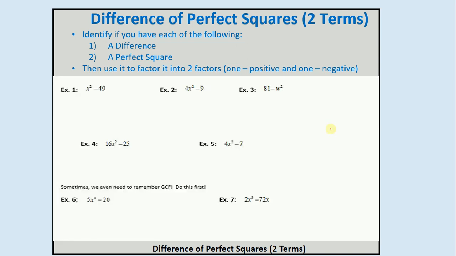Let's try a couple. So first thing I want to make sure is these 2 pieces, do I have a difference? Yes. Subtraction, right? Are they both perfect squares? Yeah, that one's a perfect square, and so is that one, right? So I'm going to be able to break it into 2 factors, and they're going to look exactly the same, except one's going to be a plus and one's going to be a minus.